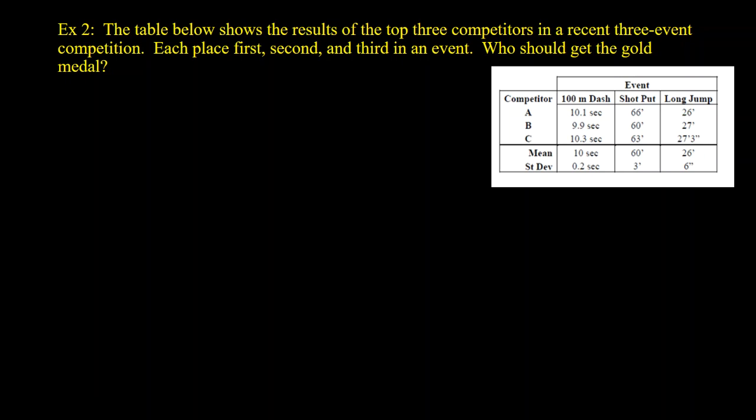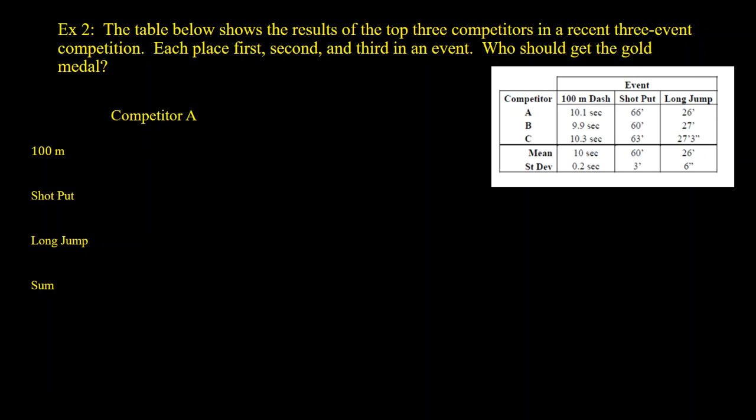So to find out who should win the gold, the silver, and the bronze medals for this, we want to calculate a z-score. I want to know how unusual is each score. So I want to know how many standard deviations away from the mean is each competitor in every event. So we're going to find this for the 100-meter dash, shot put, long jump, and then we're going to sum up these z-scores, and you'll see how that gives us a result here in just a moment.